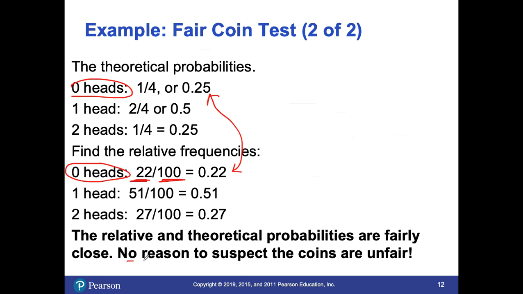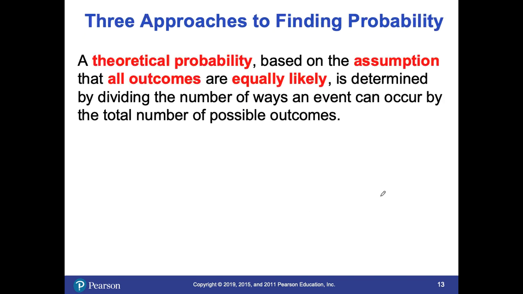You have no reason to suspect that the coins are unfair, because you'll notice that the theoretical probabilities and the relative frequencies are basically the same, right? So 0.25 and 0.22 are not the same, but they're close. They're pretty close. And obviously 0.5 is very close to 0.51. And finally, 0.25 is obviously very close to 0.27, right? So you have no reason to believe that they are unfair, and you can go ahead and continue the experiment with no problems.